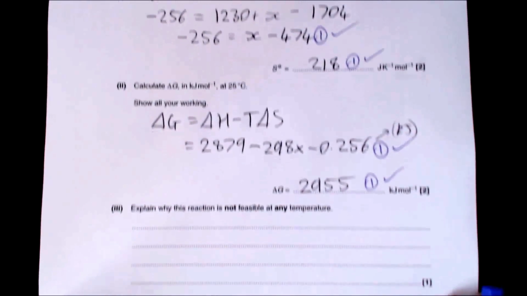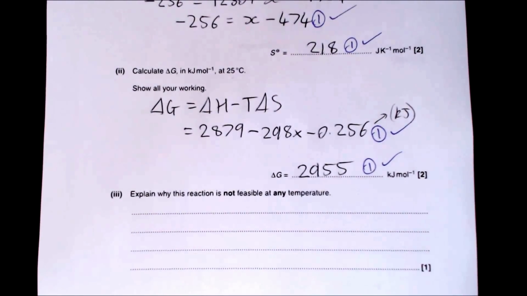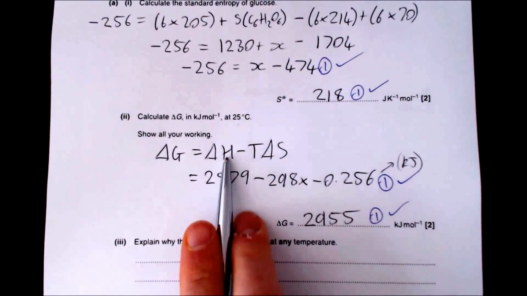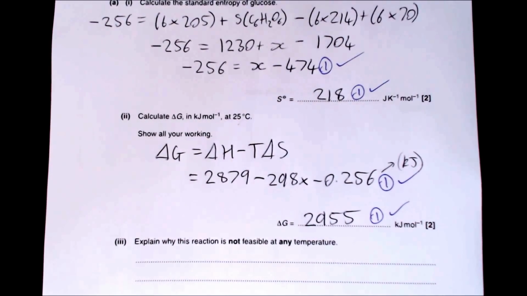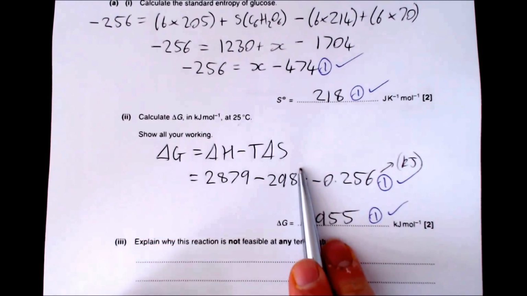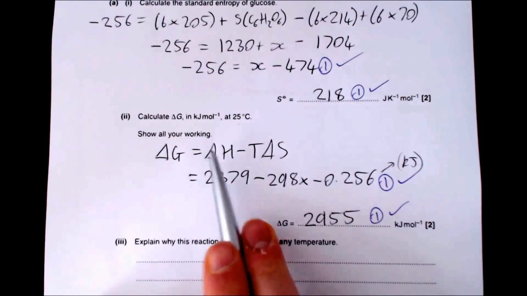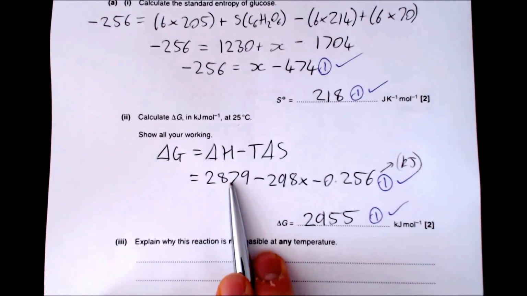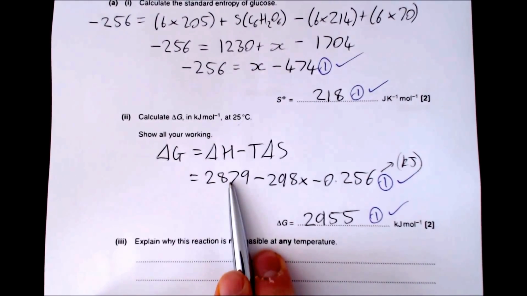Okay, and the next bit says explain why this reaction is not feasible at any temperature. So you have to actually explain quite a lot here for 1 mark. But the idea is that you look at this kind of equation here. Remember, if delta G is positive, that means the reaction isn't feasible. So what we're looking at is the 2 halves: the delta H half and the T delta S half. And what we're saying is that actually the delta H is positive. So this is an endothermic reaction, which is not favorable really anyway.